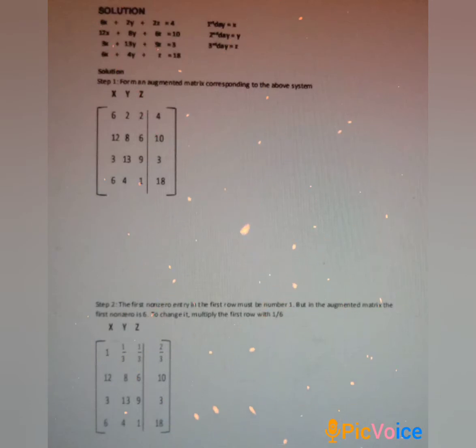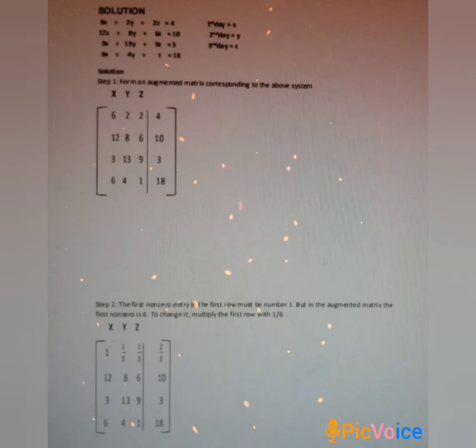Okay, so hello, I'm going to explain about the solution. Step 1, form an augmented matrix corresponding to the above system by following the equations 6x plus 2y plus 2z equal to 4, 12x plus 8y plus 6z equal to 10, 3x plus 13y plus 9z equal to 3, and 6x plus 4y plus z equal to 18. So first day stands for x, second day stands for y, third day stands for z. Okay, so here's the matrix.